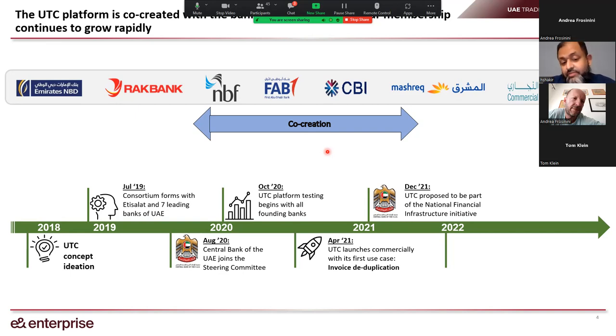And we are lucky because back in August 2020, the Central Bank of UAE joined the steering committee of the program in an observation capacity. As the regulator, all the guidelines started flowing from them, more than what we should do, what we should not do, how to ensure integrity, how to ensure data privacy and data protection, how to establish communication channels, and how to establish a working relationship for banks.